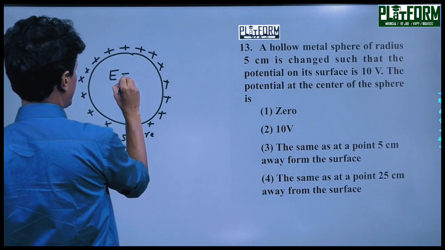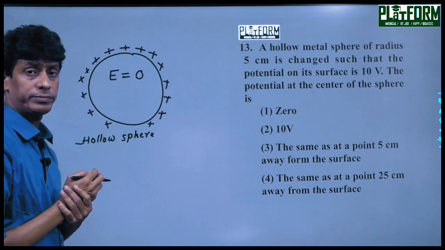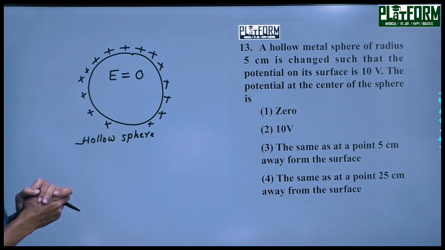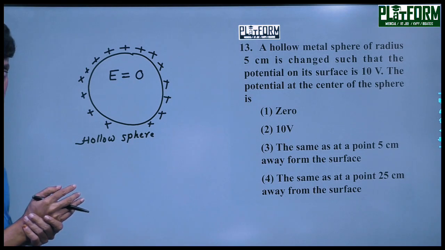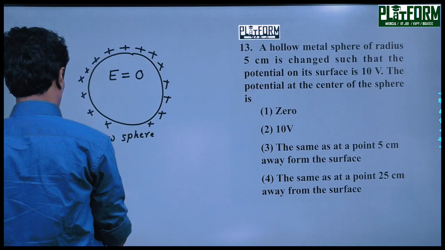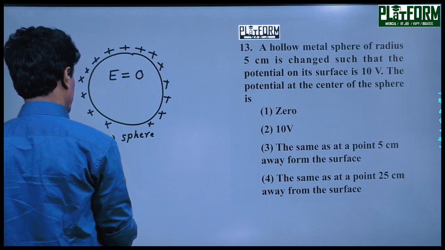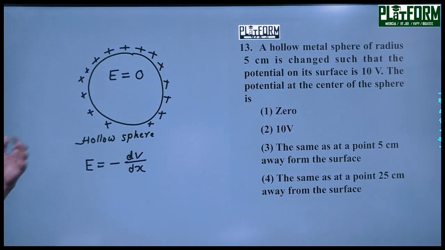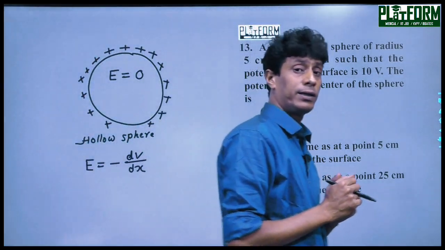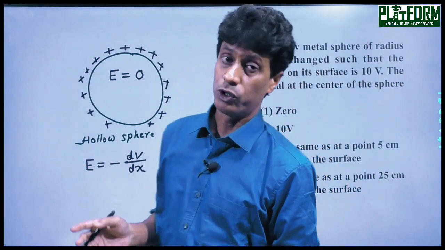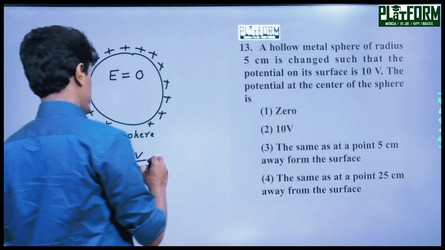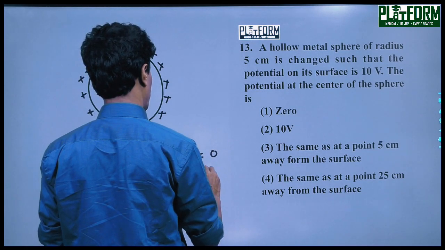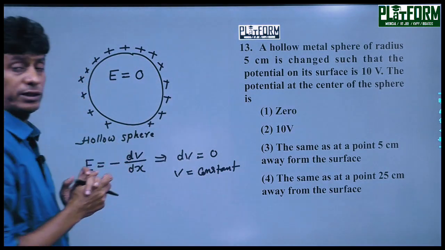Electric field inside this, according to Gauss law, no charge is enclosed by the Gaussian surface. So electric field at any point inside the sphere is always 0. And we know electric field is the negative gradient of potential. In an electric field, the negative potential gradient is equal to the magnitude of the electric field intensity. Since this electric field is 0, we can write here dV equal to 0 and V equal to constant. So at any point inside this, the potential is constant.